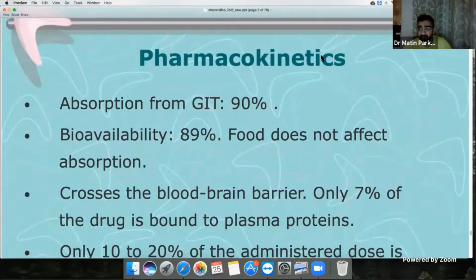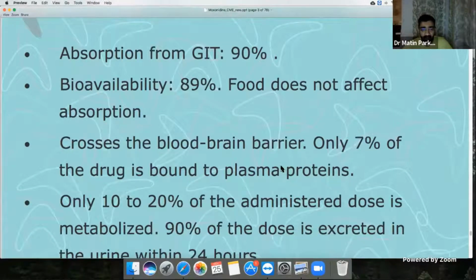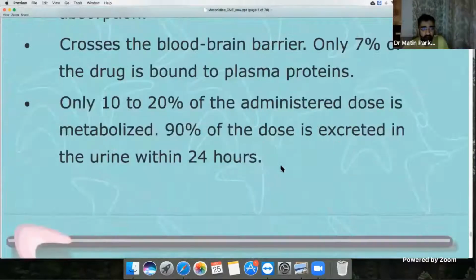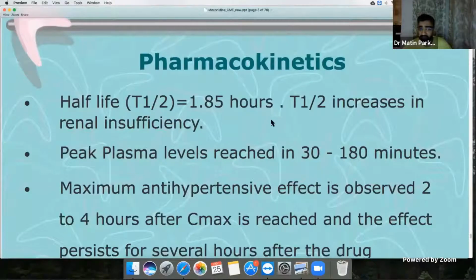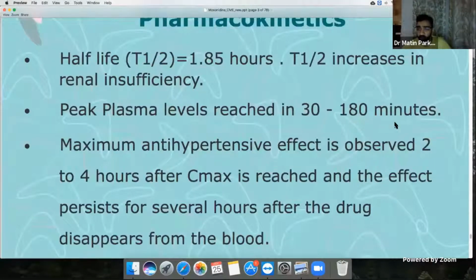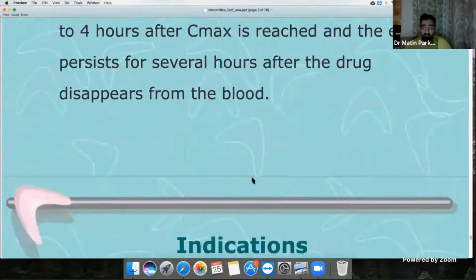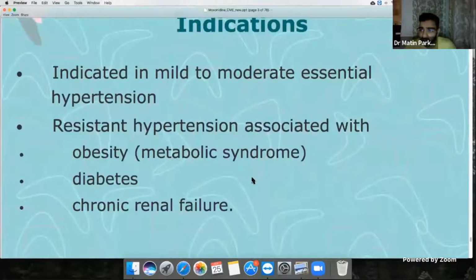So pharmacokinetics, if you ask about Moxovas: absorption is 90%, bioavailability is 89%. This is also very important. The peak plasma level after taking a tablet is reached within 30 to 120 minutes. So indication in mild to moderate essential hypertension, yes, Moxovas can be used.